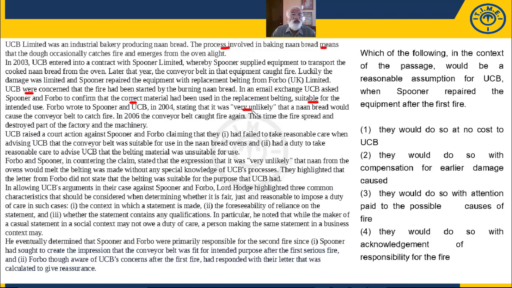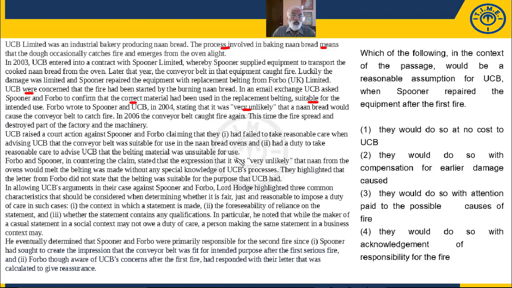So when the people say very unlikely, it means they know what it is that they're dealing with, what process, what circumstance, and in those circumstances, they believe it's very unlikely that a naan bread would cause the conveyor belt to catch fire. So Forbo wrote to Spooner and UCB in response to UCB's concern, isn't it? In response to UCB's concern here in this part. So in response to UCB's concern, they said it's very unlikely that a naan bread would cause the conveyor belt to catch fire.